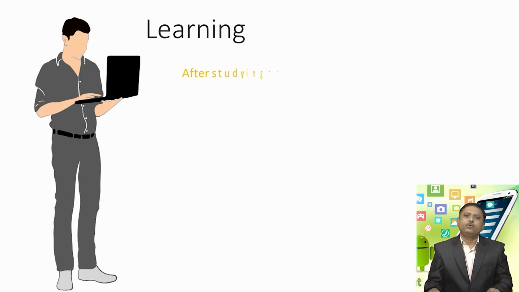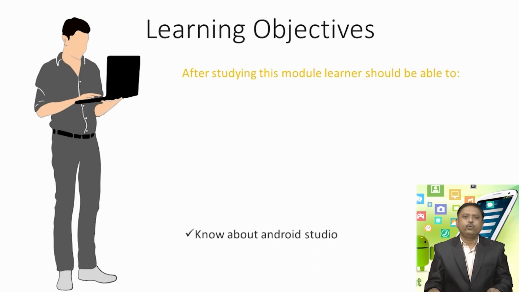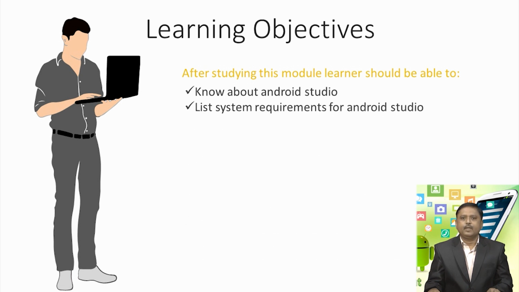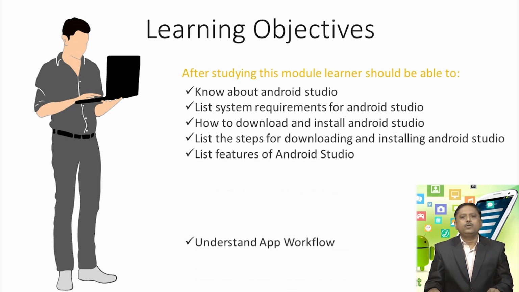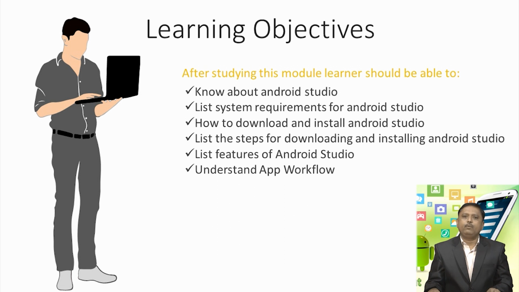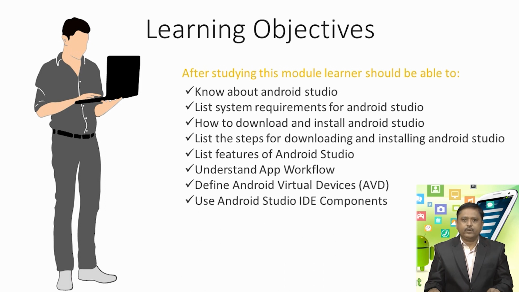After studying these modules, learner should be able to know about Android Studio. He or she can list system requirements for Android Studio. They can download and install Android Studio, and they can list features of Android Studio. They can also understand what is development app workflow, and they can define Android Virtual Device or AVD. They can use Android Studio IDE components.